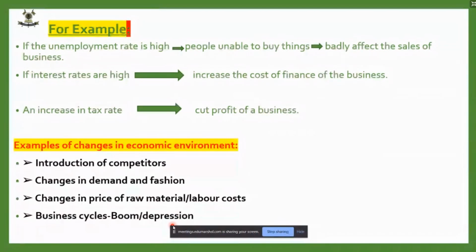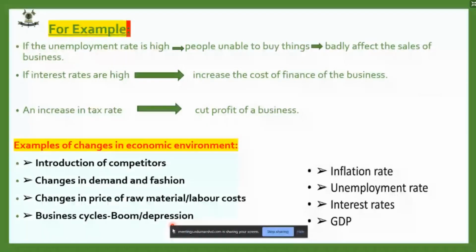So these are known as business cycles. If these words are coming, boom and inflation, it's a part of the economic environment. What else? There are a few more examples: inflation rate, unemployment rate, interest rates, as we have discussed above, GDP. You should be accustomed to these words as part of the economic environment.